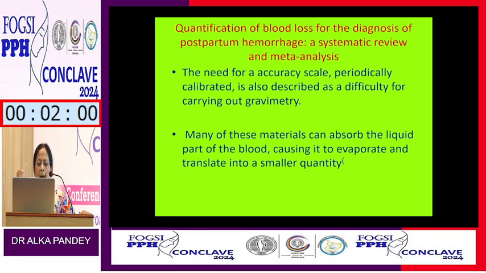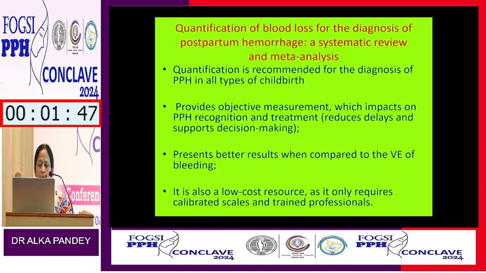The need for an accuracy scale, periodically calibrated, is also described as a difficulty for carrying out gravimetry. Many of these materials can absorb the liquid part of the blood, causing it to evaporate and translate into a smaller quantity. Quantification is recommended for the diagnosis of PPH in all types of childbirth. It provides objective measurement which impacts PPH recognition and treatment. It presents better results when compared to visual estimation. It is a low-cost resource as it only requires calibrated scales and trained professionals.